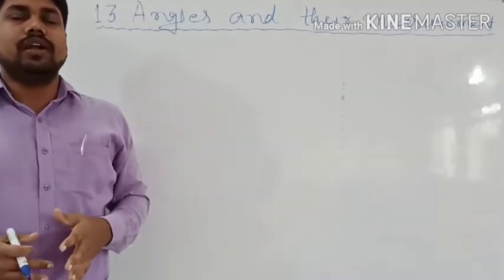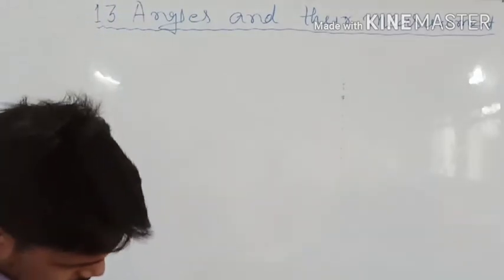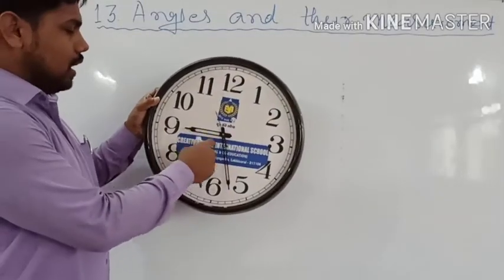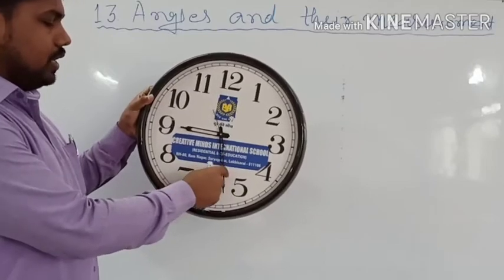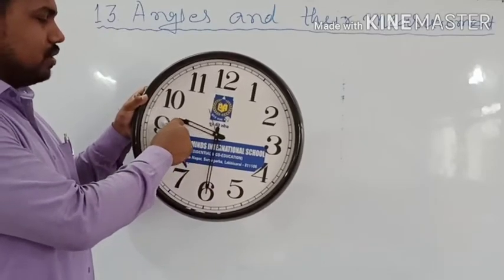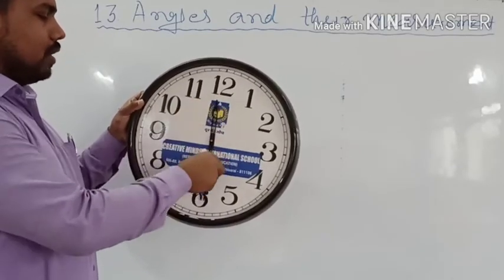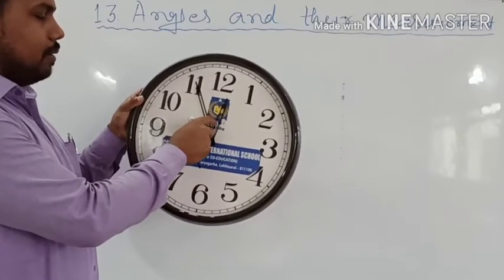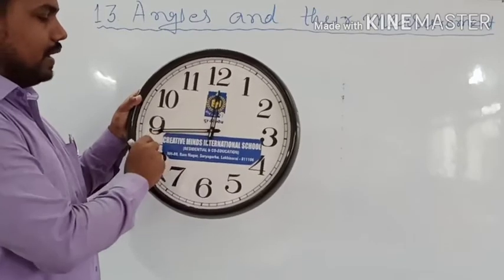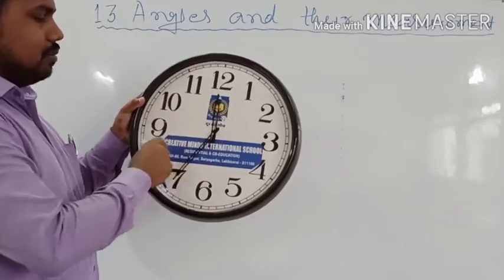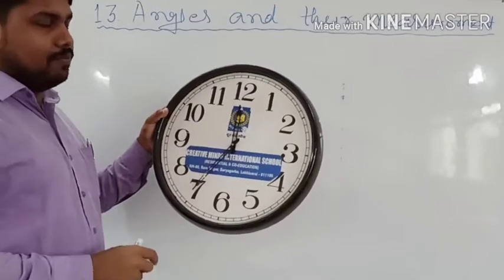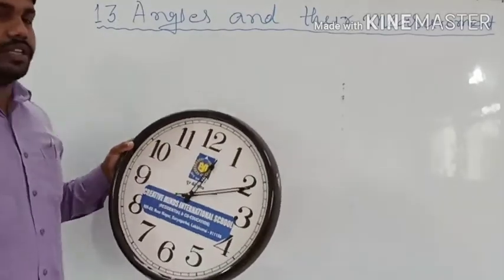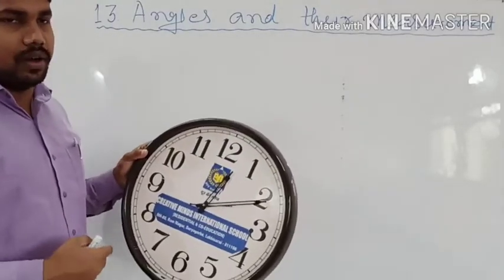Okay. If you look at the clock, you will see that the two hands of the clock form an angle. Okay, it may be like this. This is one angle. It may be like this, this will be one angle. It may be like this, this will also be one angle. So likewise in a clock, different times will show different types of angles.